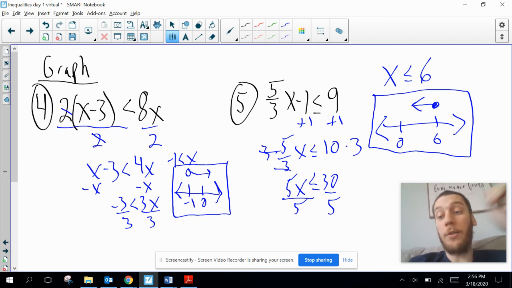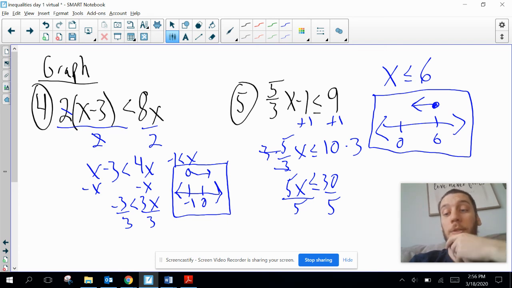So anyway, do the IXL up to a 70. We got problems on the bottom. I want you to just do these problems. These are like example problems, and then the problems on the bottom I want you to do. Take a picture and post them.